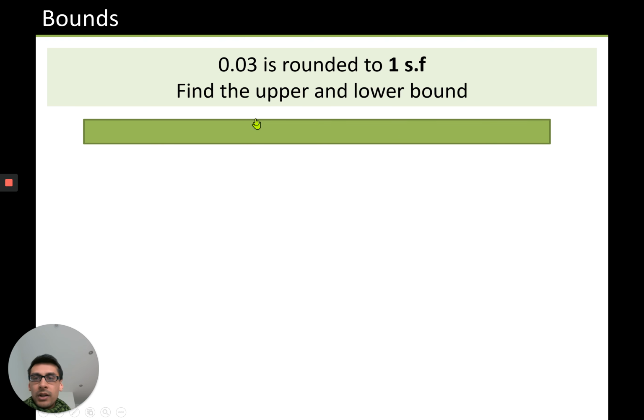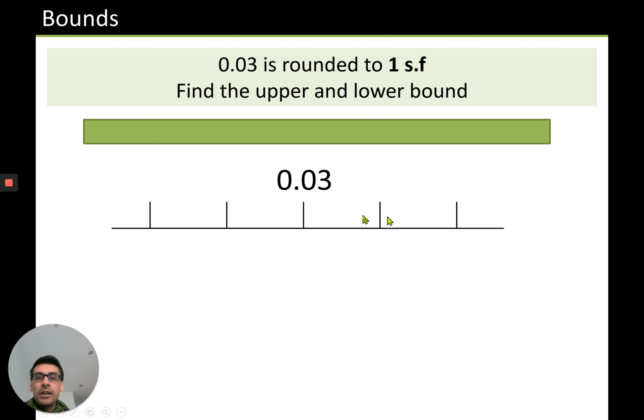And one more example here, 0.03 rounded to one significant figure. Okay, so here's the number line again. Now the first significant figure is the first non-zero digit. In this case, it's 3. The place value of that 3 is 1/100ths, or in other words, 0.01. So if I add 0.01, I get 0.04. If I subtract it, I get 0.02.